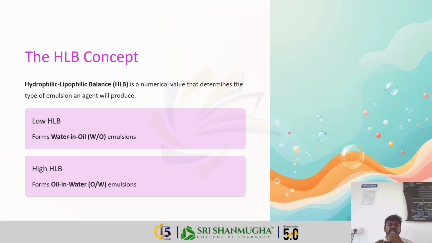Next, the HLB concept. HLB, hydrophilic lipophilic balance, is a numerical value that determines the type of emulsion an agent will produce. Low HLB forms water in oil emulsion, and high HLB forms oil in water emulsion.